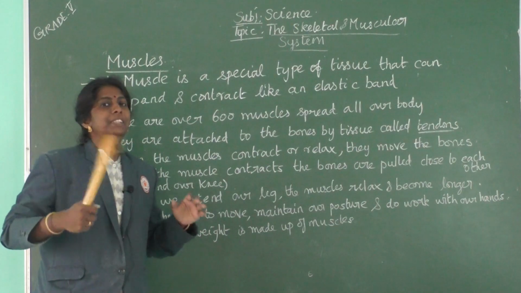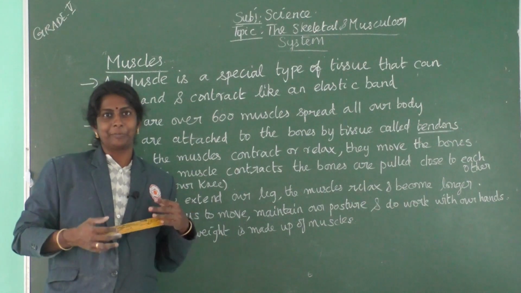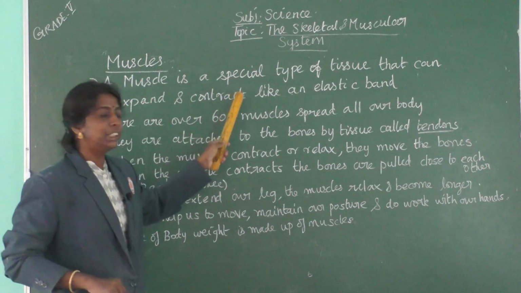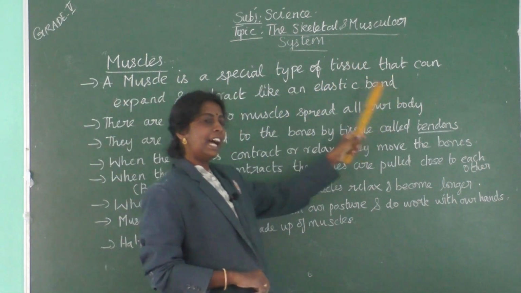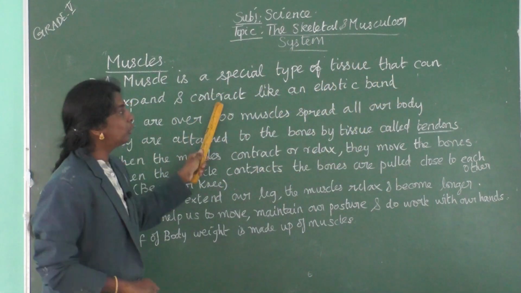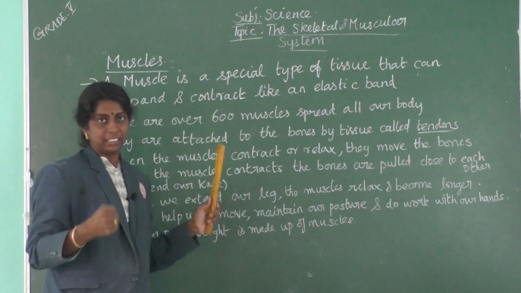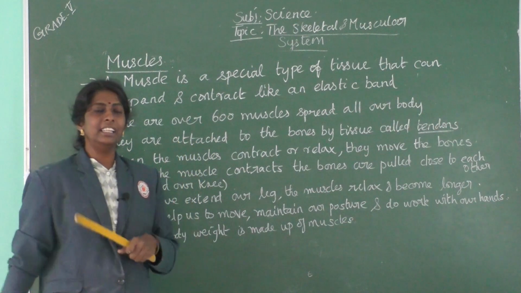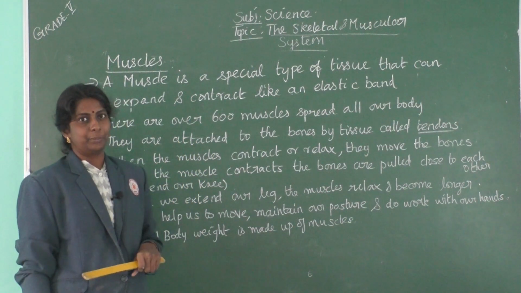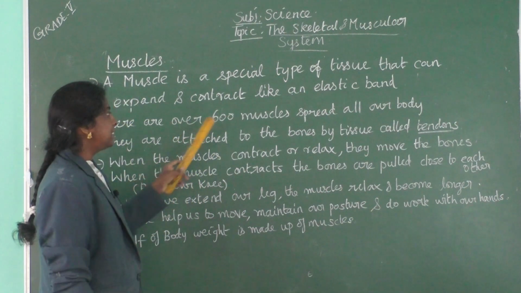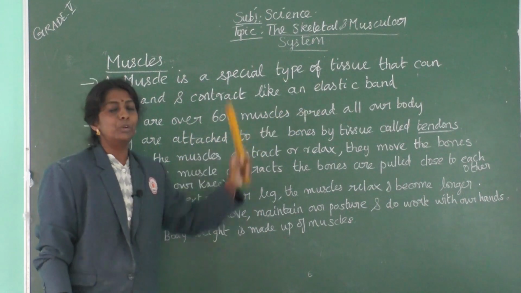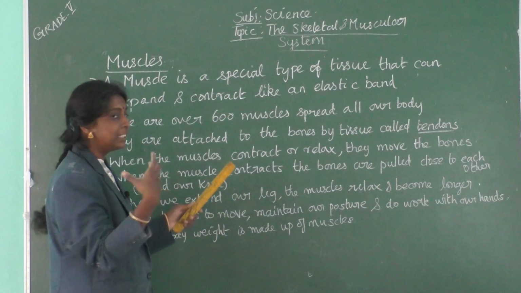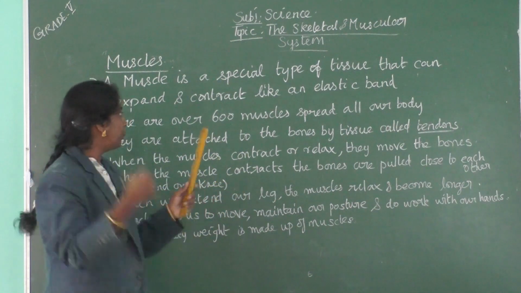Now about the last part of the chapter, that is muscles. So what do you mean by muscles? A muscle is a special type of tissue that can expand and contract like an elastic band. There are over 600 muscles spread all over the body. So totally there are more than 600 muscles observed in our body.